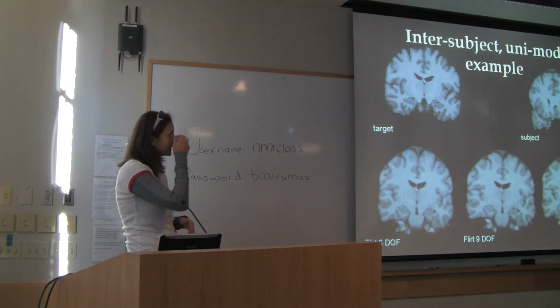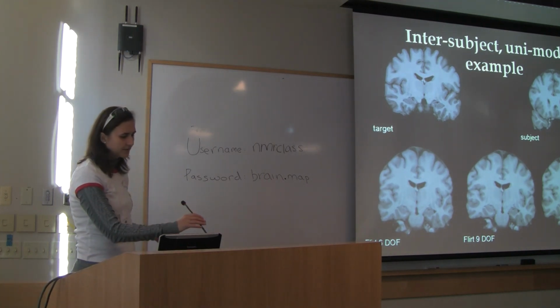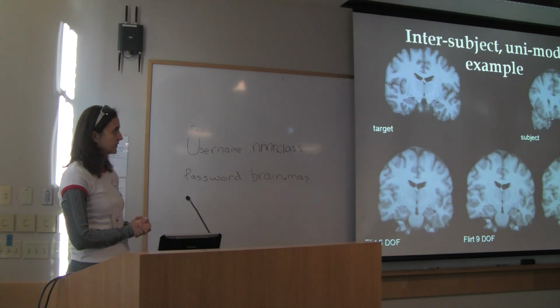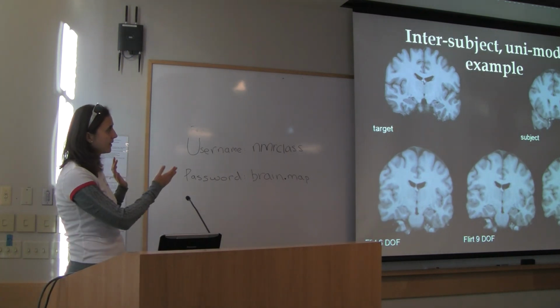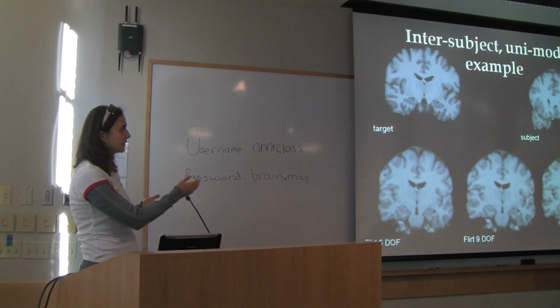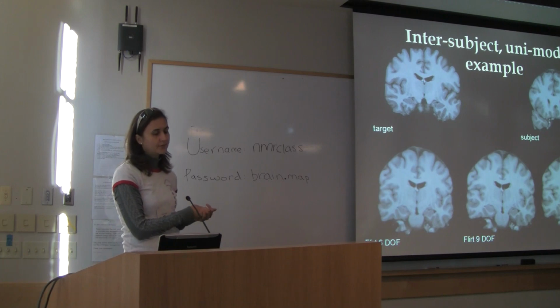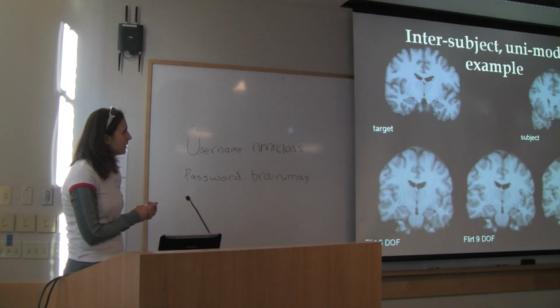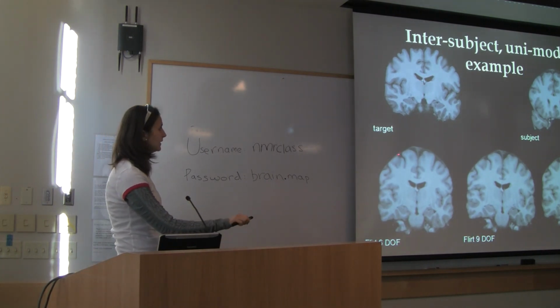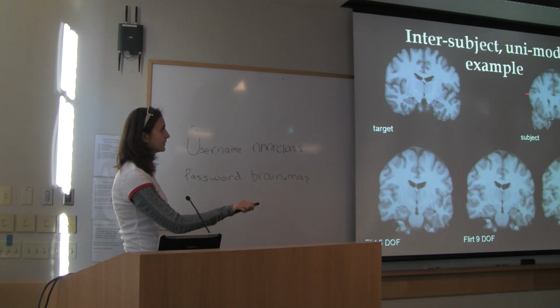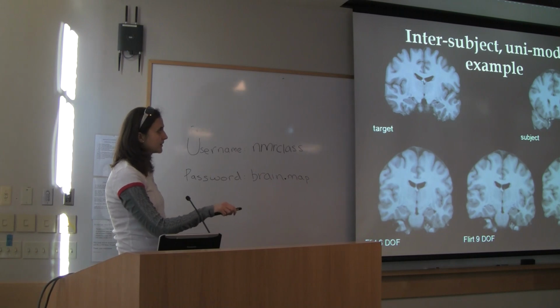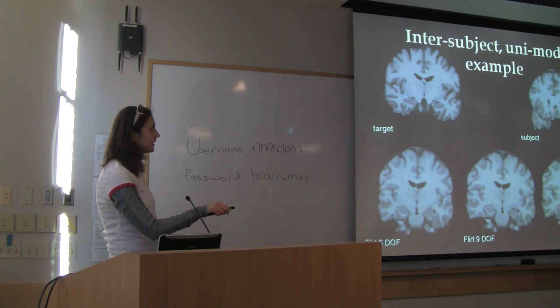So I'm showing you a very, very simple example here for inter-subject unimodal registration. Inter-subject, that qualifier means that we are looking at two different subjects. Unimodal means that we are using the same modality for imaging the subject. On the left side, you see a target image, and on the right-hand side, the subject image. In this scenario, we are going to apply the transformation to the subject and try to register this subject into the coordinate space of the target.